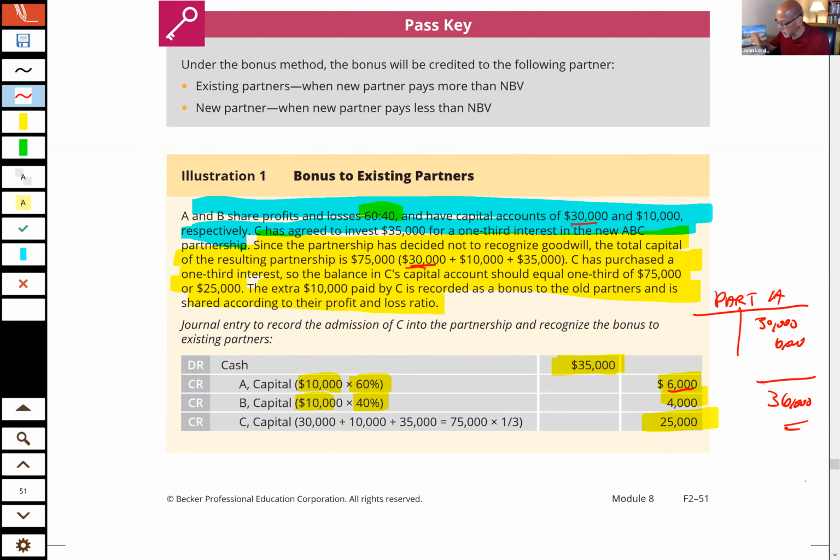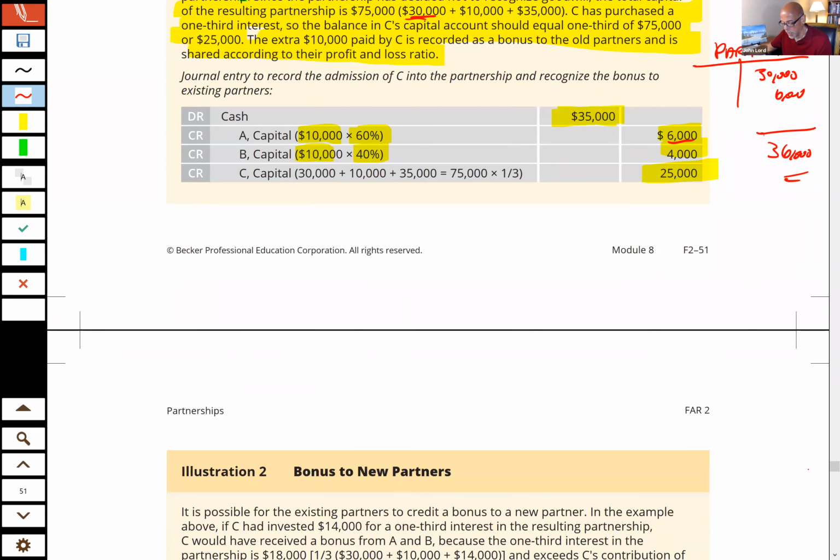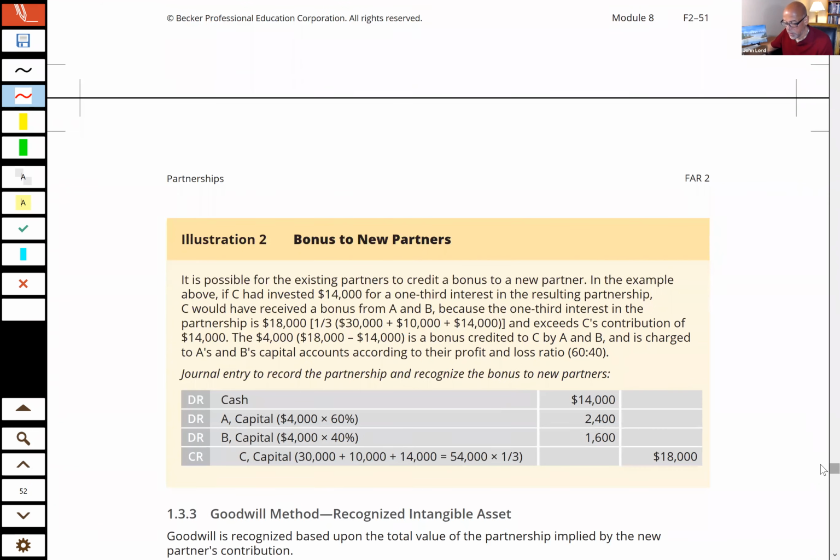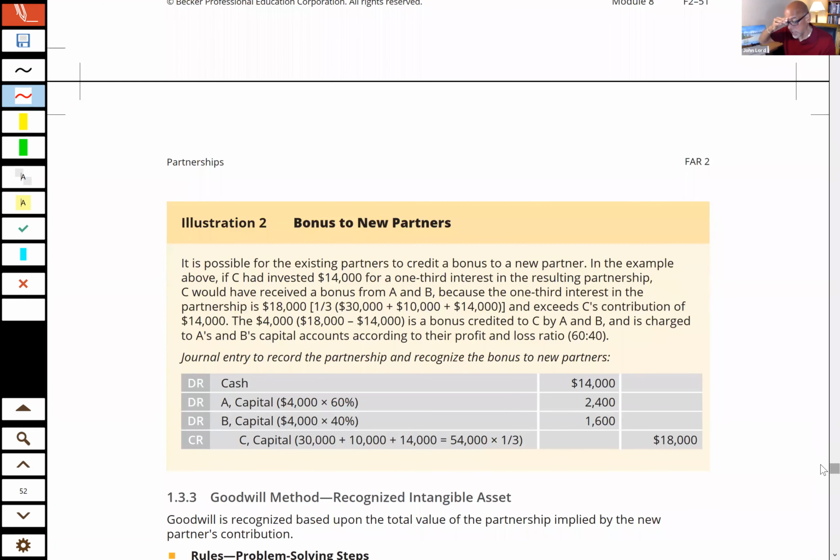If they ask us what to bring in, that means exact method. What the new partner has to bring in, that means exact. If they tell us what they're bringing in, then it's either bonus or goodwill, and then the question needs to say which. So that's why when you look at the next question, same facts, but now they say they're going to recognize goodwill. Okay. So, maybe it's not the same facts.